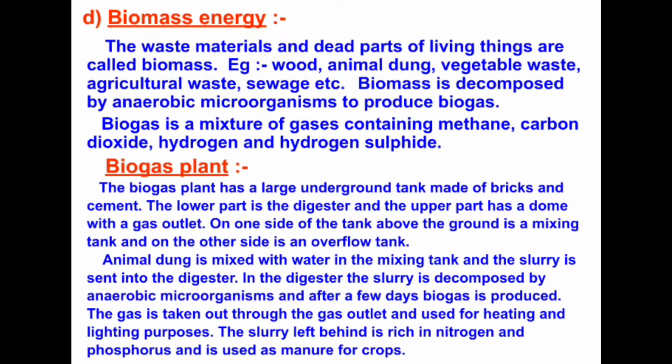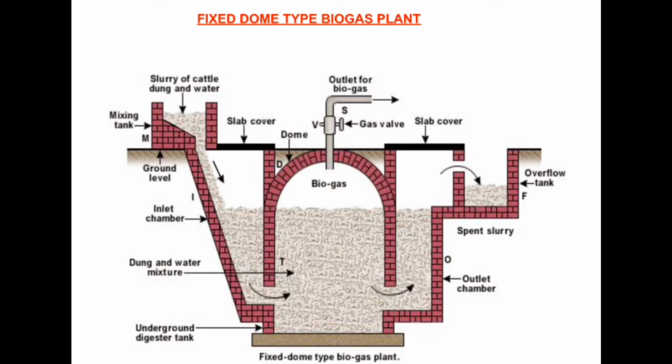In the digester, the slurry is decomposed by anaerobic microorganisms and after a few days, biogas is produced. The gas is taken out through the gas outlet and used for heating and lighting purposes. The slurry left behind, which is rich in nitrogen and phosphorus, is used as manure for crops. Fixed dome type biogas plant is shown in figure.